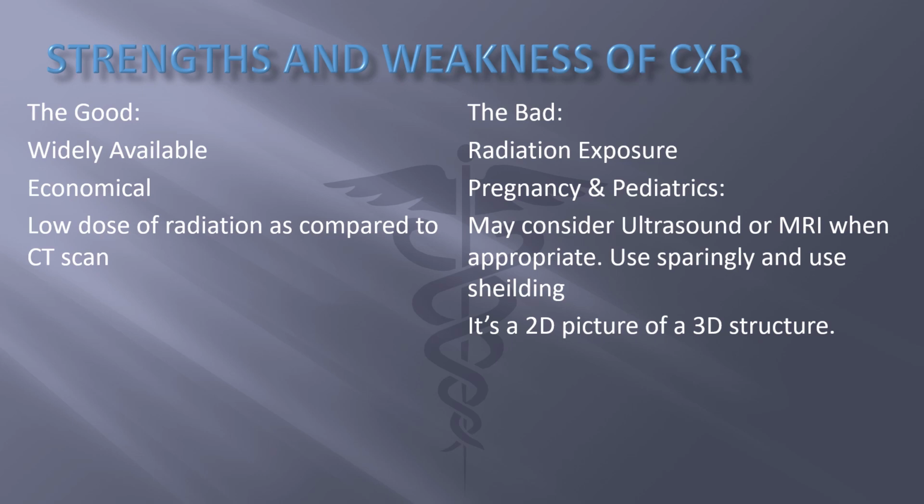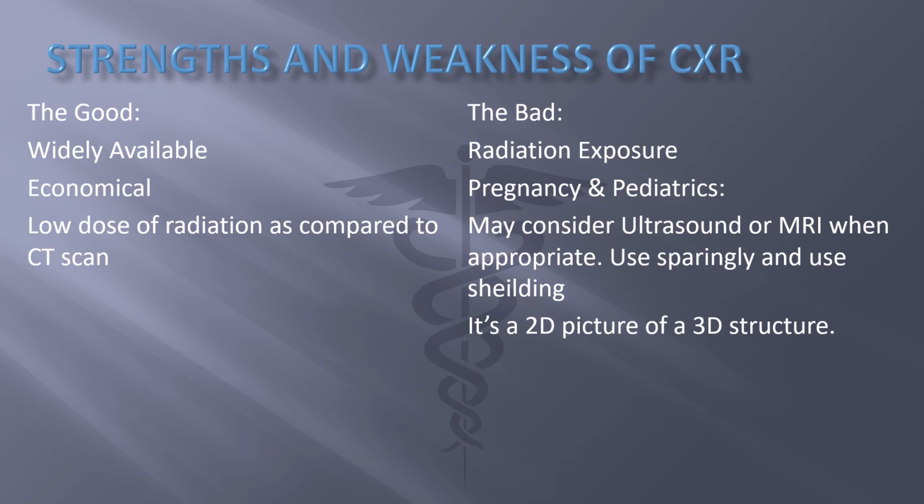Some of the bad, of course, is just radiation exposure. Still radiation, whether you have one or many. Again, with the special populations, be careful of the pregnancy and pediatric populations, like we discussed earlier. And you can often consider in these populations using other modalities such as ultrasounds or MRI to try to image that same spot if you wanted to avoid chest X-ray. And also we can use shielding such as lead aprons and whatnot.